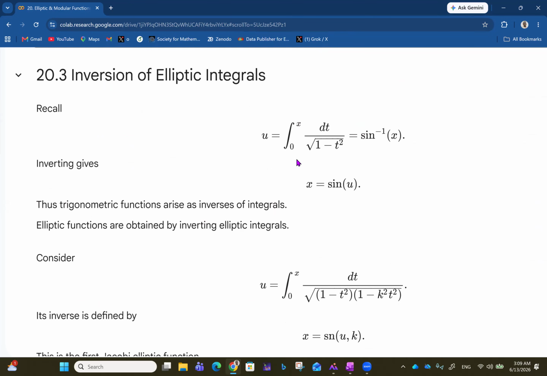So recall that u is the integral from 0 to x of dt over the square root of 1 minus t squared, and that the whole of that is arc sine of x.